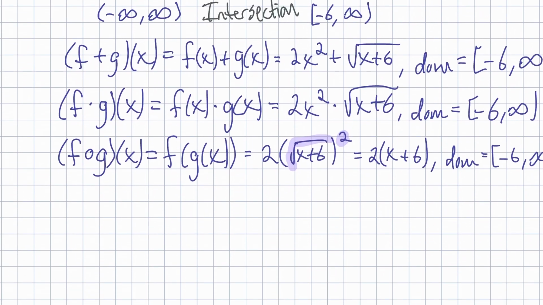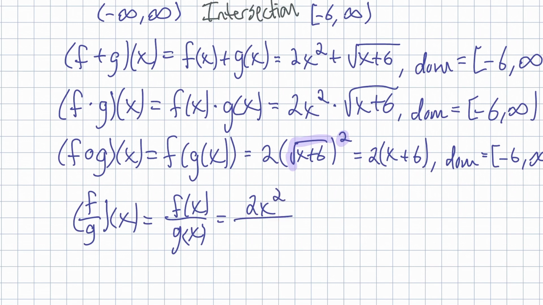So let's do f over g of x, the quotient of the two functions, okay? This is just a shortcut way to write f of x over g of x, the fraction, like a literal, you're doing division. Okay. So this would be 2x squared over the square root of x plus 6. Not 2 plus 6. Sorry.